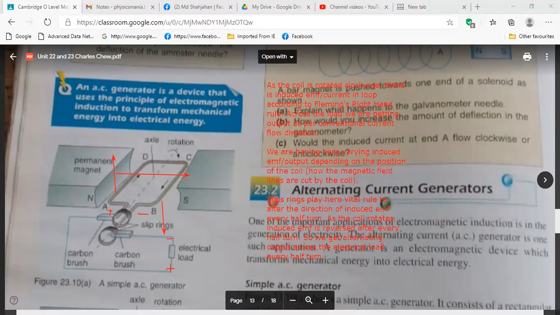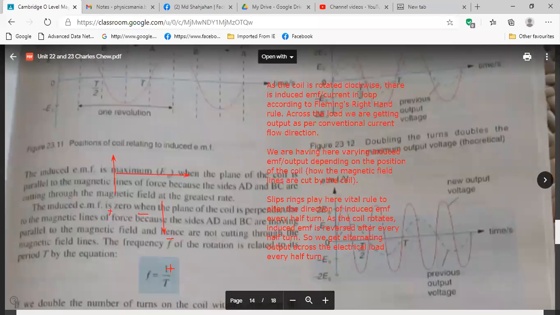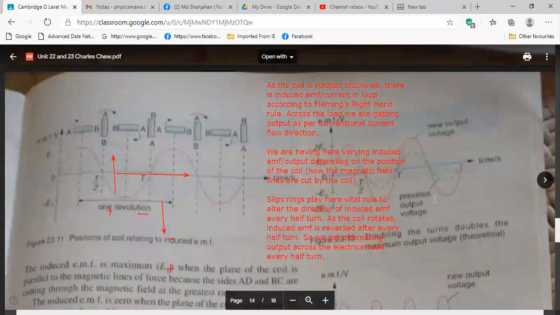In a generator we use Fleming's right hand rule to get the induced current direction, and in a motor we use Fleming's left hand rule to get the force direction. So the difference between a generator and a motor is clear, and which rule we apply where, that one also you should remember. This is the AC generator graph.